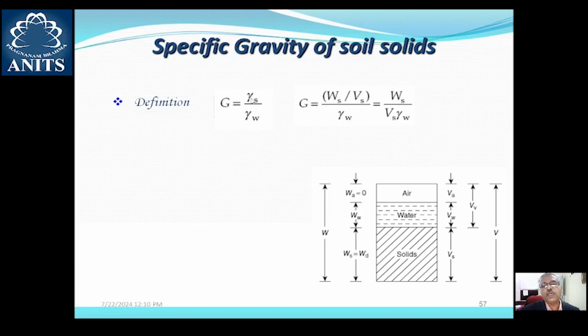We know that gamma S, the unit weight of soil solids, is Ws by Vs. Therefore, G will be equal to Ws by Vs gamma W. Ws is nothing but the weight of soil solids, which is also equivalent to the weight of dry soil. Therefore, you can write this G as Wd by Vs gamma W also. Because it is the ratio of densities, specific gravity has no units. And the specific gravity of soil solids may also be simply referred to as the specific gravity of soil.